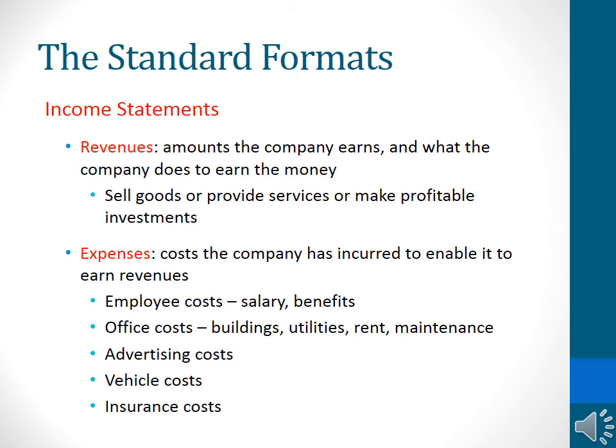There are also a lot of different kinds of expenses for a company. Expenses are the costs the company incurs to enable it to earn the revenue. So if we're going to earn money, let's say in our restaurant, we have employee costs. We pay the employees, we give them benefits, those have costs associated with them. We have office costs for our company: buildings, utilities, rent, maintenance. We have advertising costs, we might have vehicle costs if people get company cars or our salespeople have access to a car. We have insurance costs. All kinds of different costs are expenses. We're going to learn how to make income statements that show this information in such a way that allows people using the income statement to tell how you earn your money and how much cost was associated with earning that money.